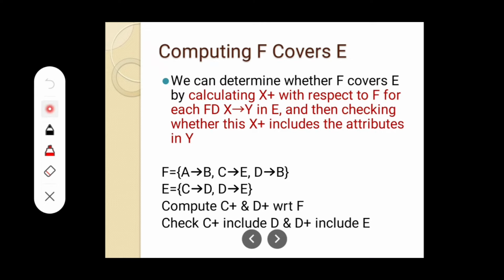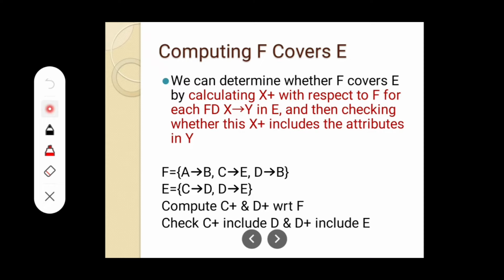We will see the detailed example in the next slide. Before that, we will go to the explanation. We can determine whether F covers E by calculating X closure or X plus. X plus means X closure with respect to F, for each functional dependency X implies Y, or X determines Y, in E. So the functional dependency in E is actually X determines Y.